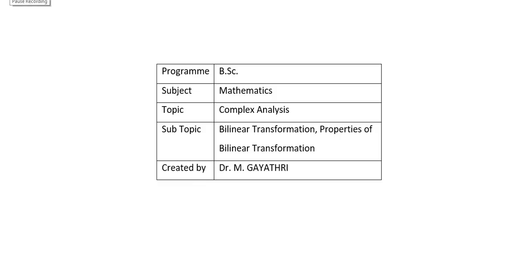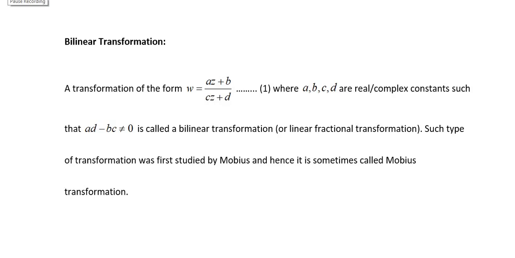Good morning to everyone. In this video, I am going to explain the definition of bilinear transformation and properties of bilinear transformation. The definition of bilinear transformation is as follows. A transformation of the form W = (AZ + B)/(CZ + D), where A, B, C, D are real or complex constants, such that AD - BC ≠ 0, is called a bilinear transformation.